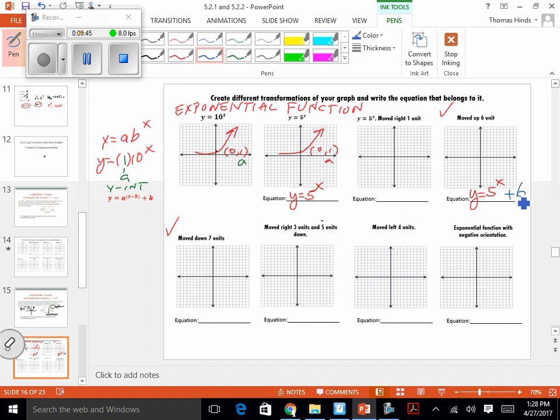Just for the record, if anybody was trying to draw the picture, it's that point, that 0, 1 that will move up 1, 2, 3, 4, 5, 6. That's the dot that you move up, and then you draw the airplane through that new thing. All right, right in the second one.